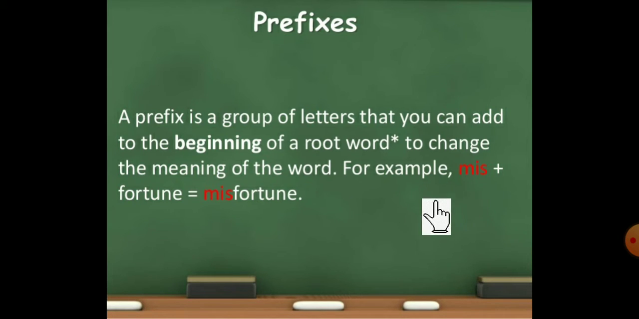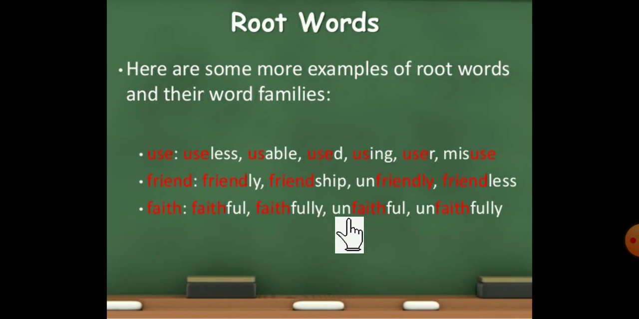So whatever you are adding before or at the beginning of the root word is called a prefix. Those words are called prefixes. There are a few prefixes. Got it? Here are some more examples of root words and their word families. Word families here means root words.